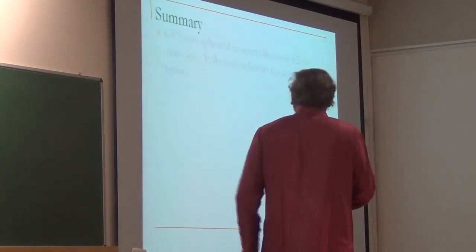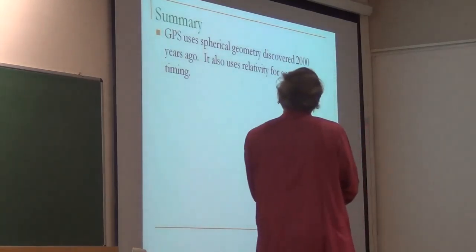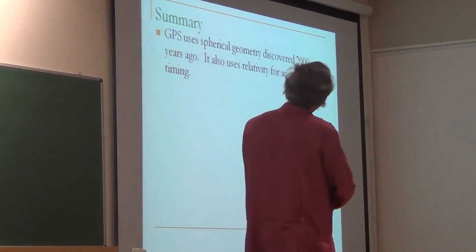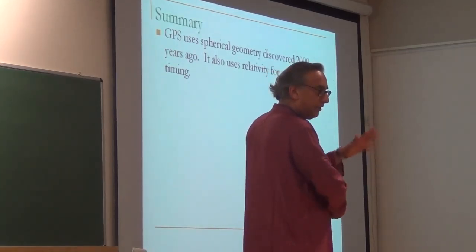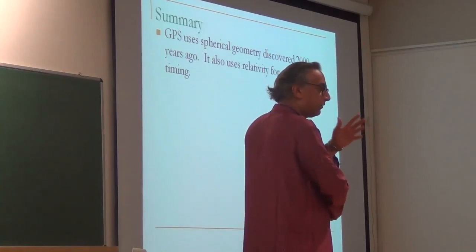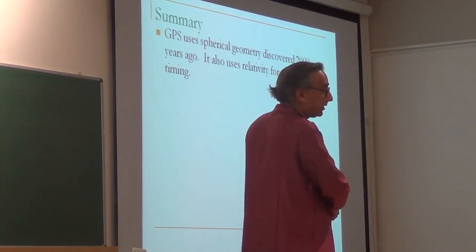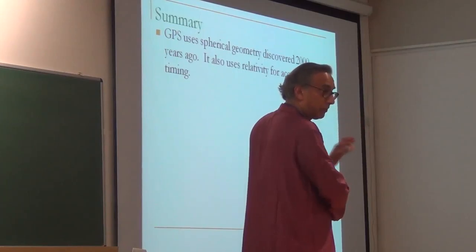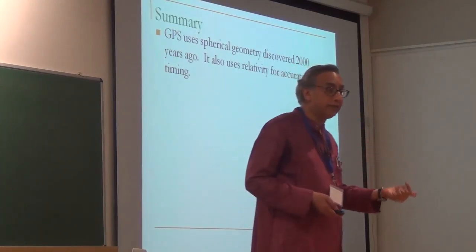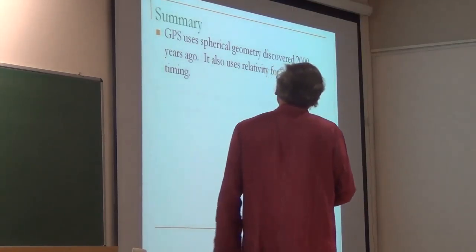So let me summarize what I've said. I think I'm still out of time. GPS uses spherical geometry discovered 2,000 years ago. It uses relativity also, because there are some relativistic problems that arise with respect to time. The satellite in space has an atomic clock to keep track of its time. The GPS unit has a very cheap clock. So there are some problems with relativity that have to be taken into account.